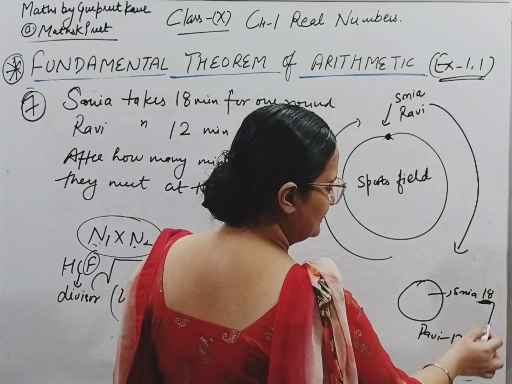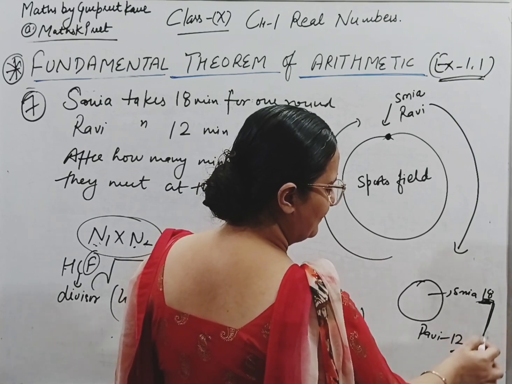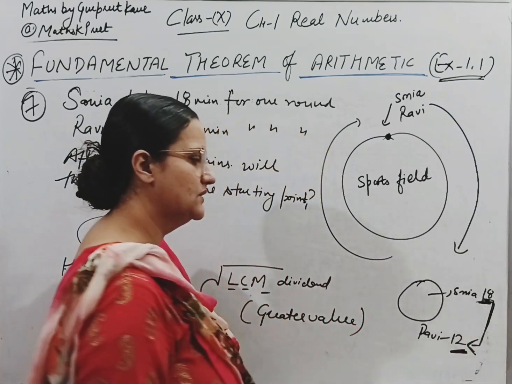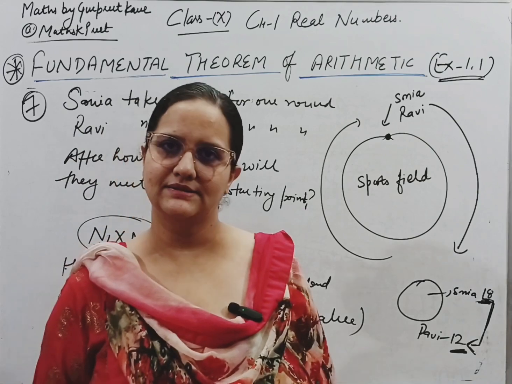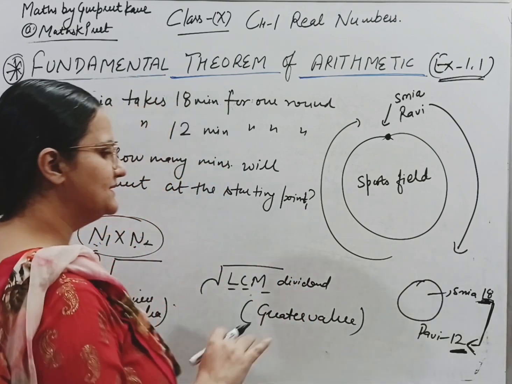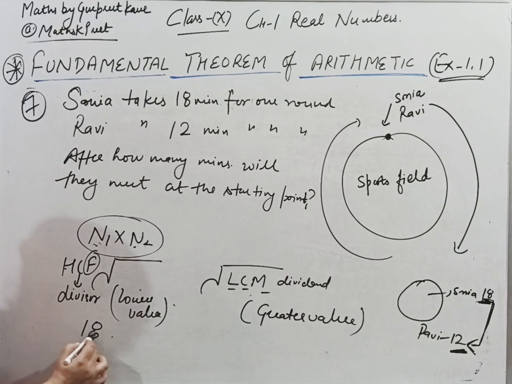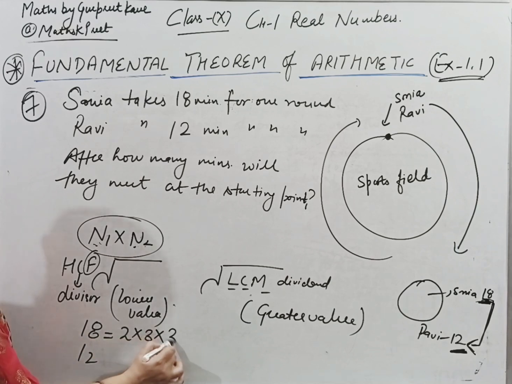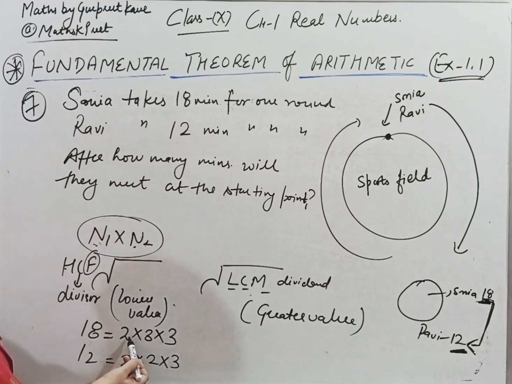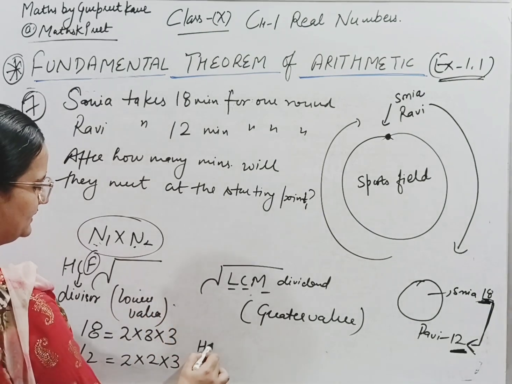So to calculate a value that is more than these two numbers, we will check the LCM. Let me check the LCM and HCF for these two numbers. If my numbers are 18 and 12, the factors of 18 are 2 into 3 into 3. The factors of 12 are 2 into 2 into 3. Fine. 2 threes are 6, 6 threes are 18. 2 twos are 4, 4 threes are 12.